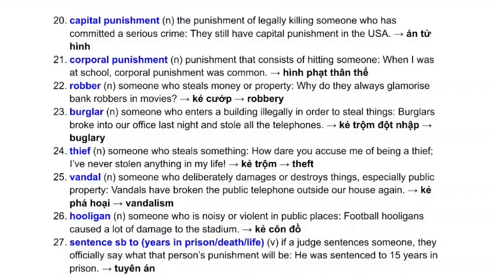25. Vandal. Vandal is someone who deliberately damages or destroys things, especially public property. Example: vandals have broken the public telephone outside the house again. The noun for the crime of being a vandal is vandalism.